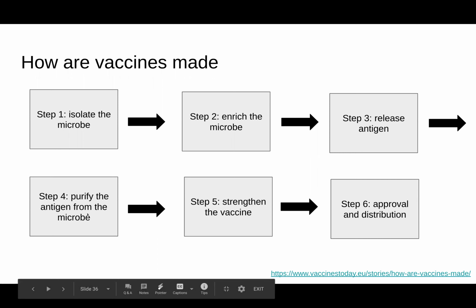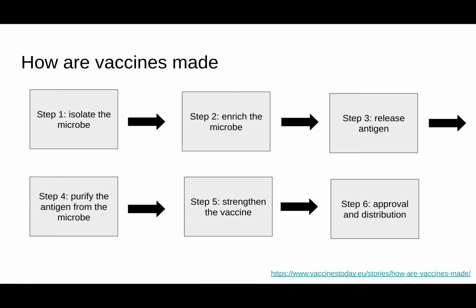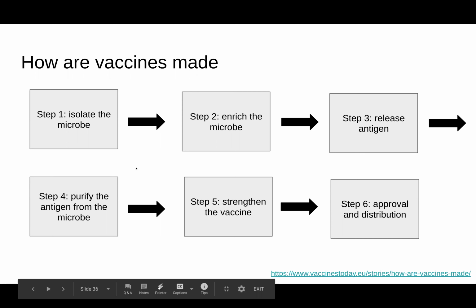So whatever we're going to use to make the vaccine, we need to get that into a very, very pure form. If we're going to give a toxoid vaccination, we just need the toxin. We don't want any other part of the bacteria. We just want the toxin. If we're going to do an attenuated virus, we want just the virus and nothing else. That's it. Once we do that, we purify the microbe. We're going to strengthen the vaccine. And once we strengthen the vaccine, it's approved. It goes through testing and distribution and stuff like that.